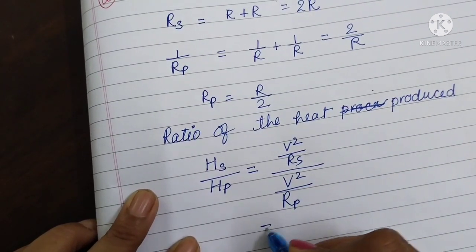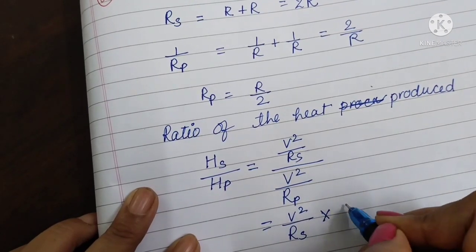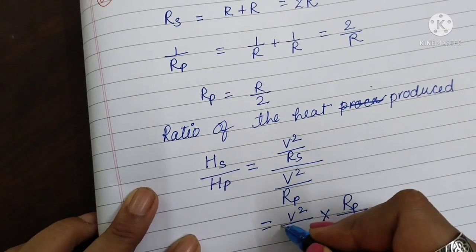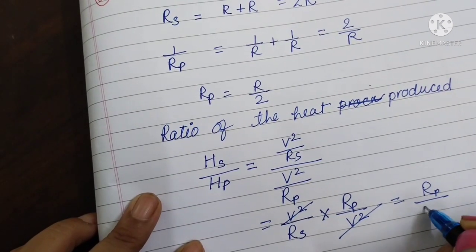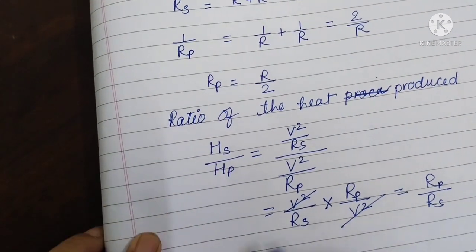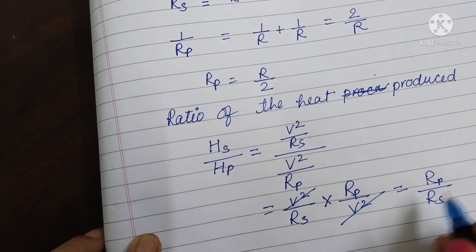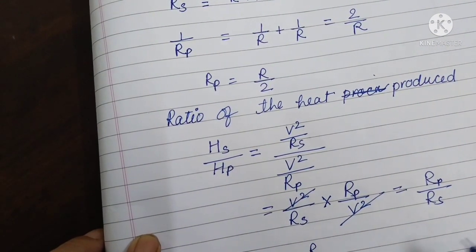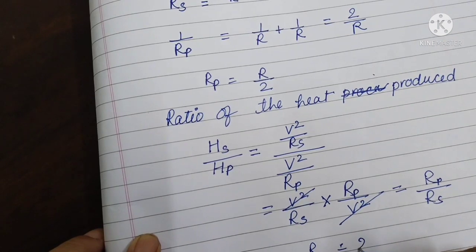So we can write it as V square by Rs and then multiplied by Rp by V square. As the potential difference is same, we can cancel out these two. So it will become Rp upon Rs. Therefore we just have to put the value here. You will get Rp is R by 2. So we will write here R by 2 divided by Rs. So we can write it as divided by 2R because the value of Rs is 2R.